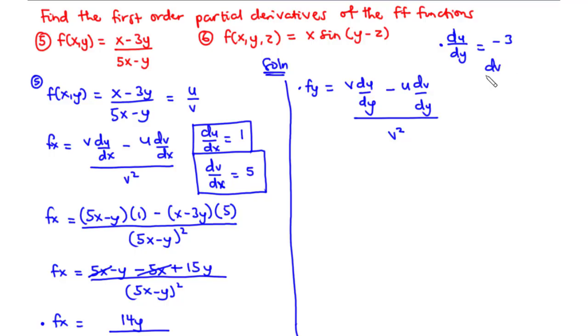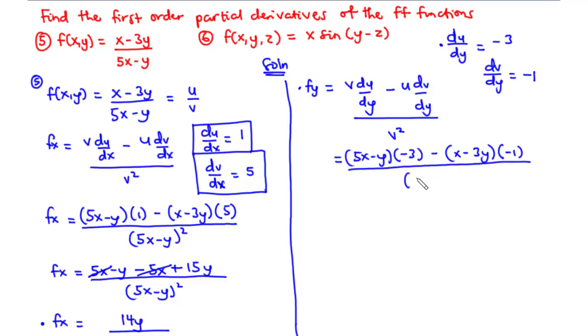And then for dv/dy, you also differentiate the denominator. This goes to 0, you have -1. So that becomes, we have v to be 5x minus y times du/dy, which is -3, minus u, which is x minus 3y, times dv/dy, which is -1, all divided by 5x minus y all square.